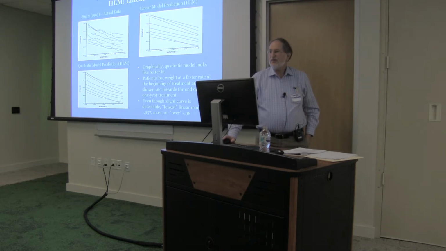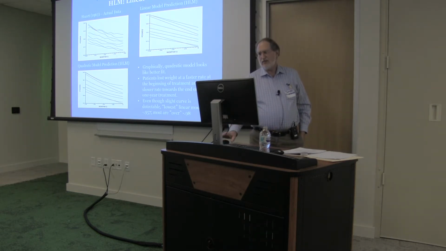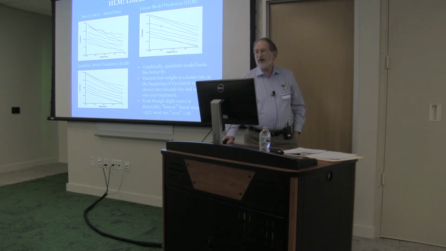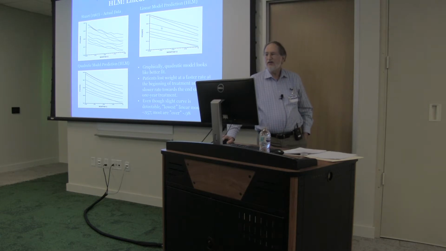And this summarizes visually what I did. Here's the raw data in the upper left with all the curves on one axis, so you can more easily compare the different people, some of whom lost at a slower rate, some of whom lost at a greater rate. Here's what the straight line model would predict for that to look like. So compare this with the actual data and see if that impresses you as being very similar.